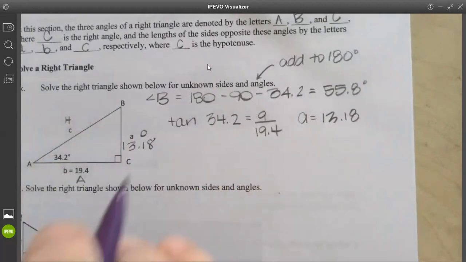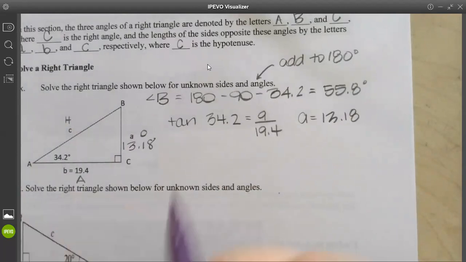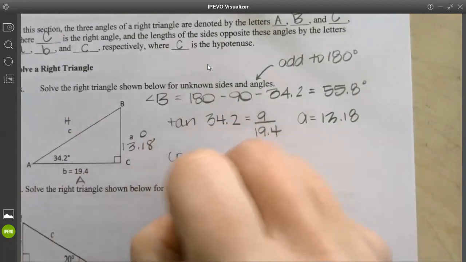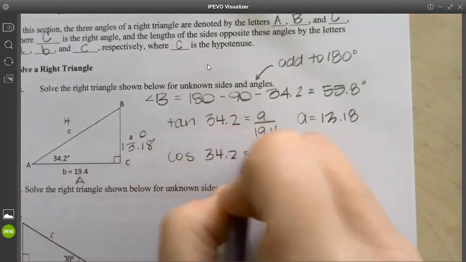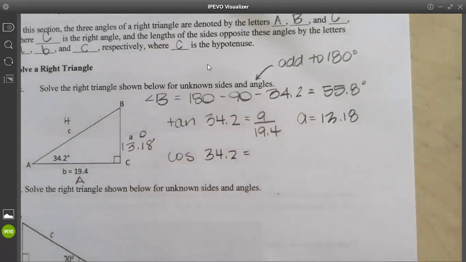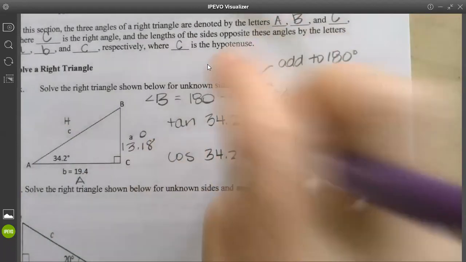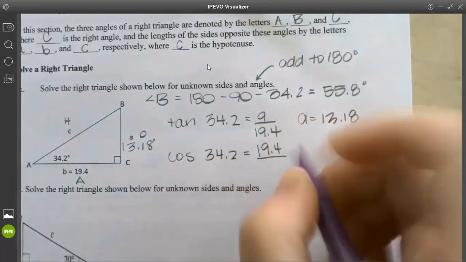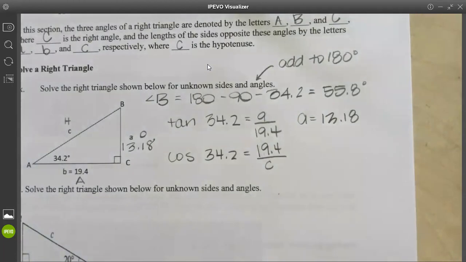How can I find C? I can do it two ways. I can do it through a trig function, or I could do what? Pythagorean theorem. It doesn't matter which one. I'm going to use a trig function because it's actually a lot less work. So I am going to do cosine of 34.2. Cosine is the adjacent, which is 19.4, over the hypotenuse, which is little c.